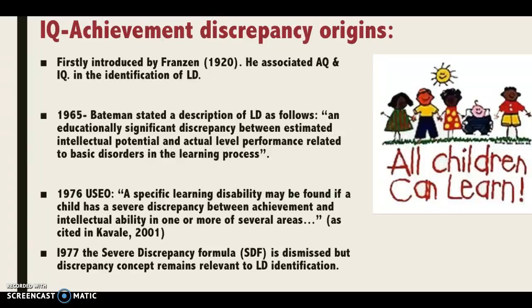This specific description was not used in the United States Office of Education, but in 1976, the U.S. Office of Education Regulations stated the following: a specific learning disability may be found if a child has a severe discrepancy between achievement and intellectual ability in one or more of several areas of achievement. In 1977, the severe discrepancy formula for the identification of learning disabilities was dismissed, but the discrepancy concept itself kept on being relevant in the identification of learning disabilities.